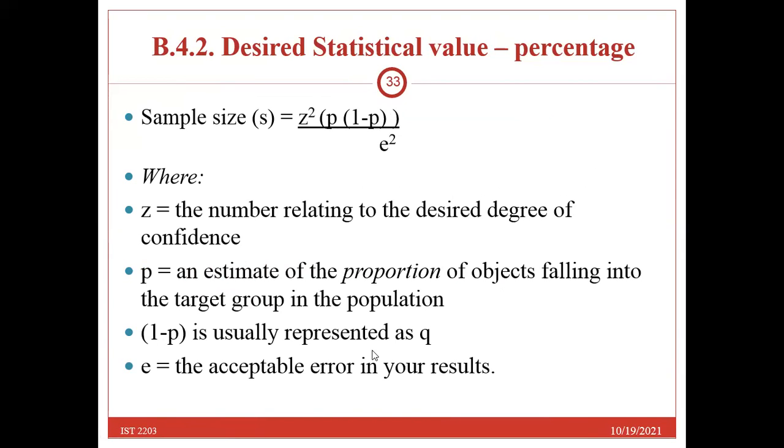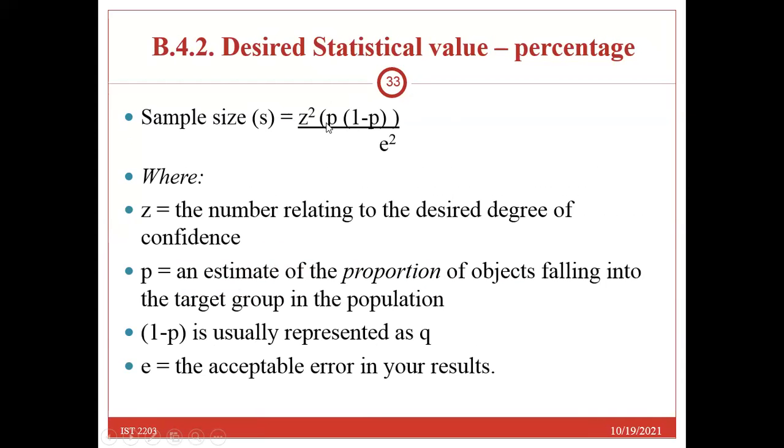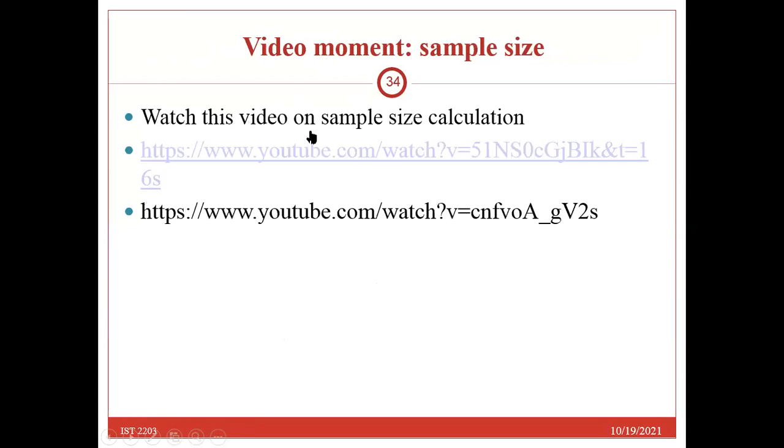Yes, Apollo, if you had run away from math, it has come for you, but don't you worry. It's not as complicated as it appears. They're just a few equations. If you compare the two equations, this was just Z over E squared. This is almost the same Z over E squared, but multiplied by P and 1 minus P.